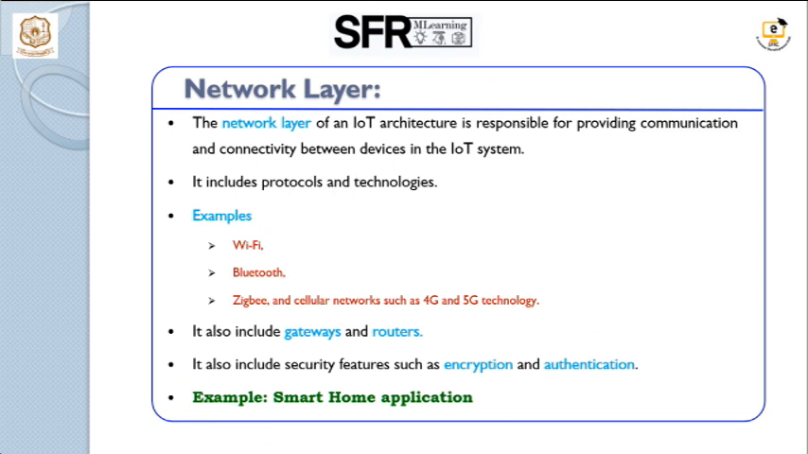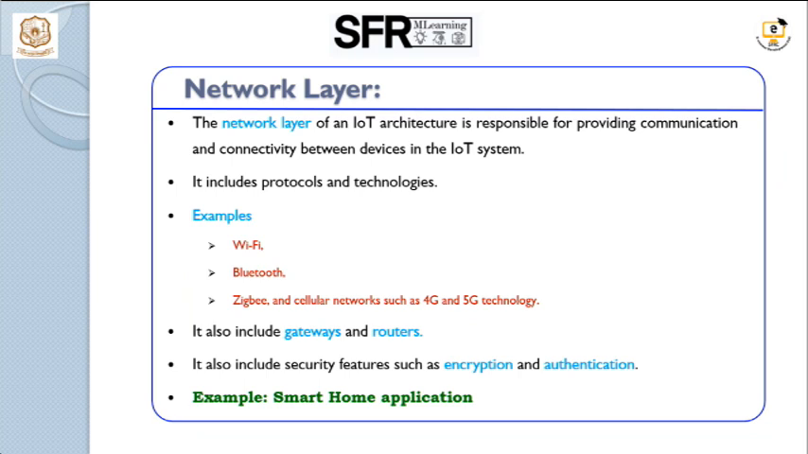The network layer also includes gateways and routers to provide efficient communication, otherwise to provide efficient data to the next layer. It also has some authentication and encryption features to carry out the security of the network layer. For example, if you take a smart home application, it will monitor all the rooms and the appliances in our home. So, when the data is shared on the internet, it can be a threat to us.